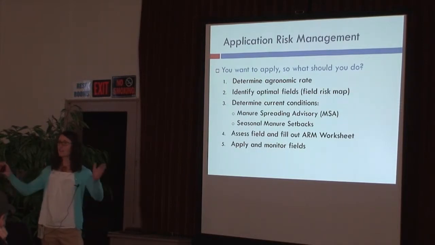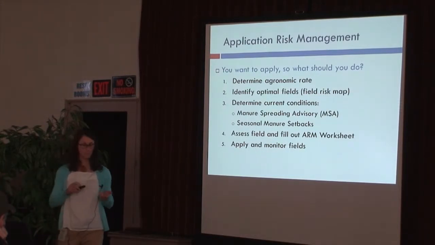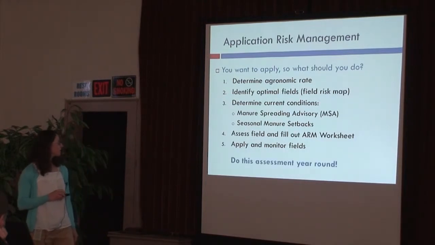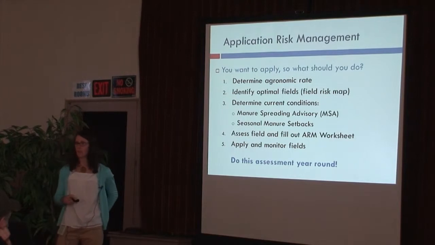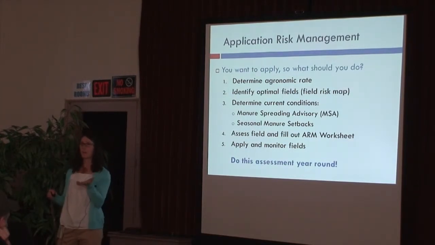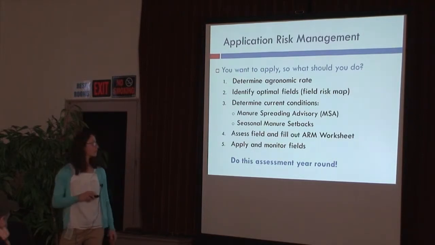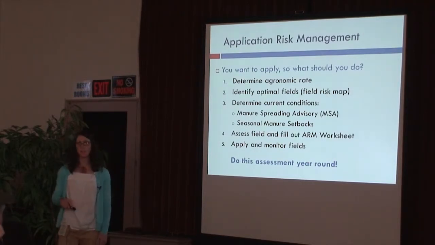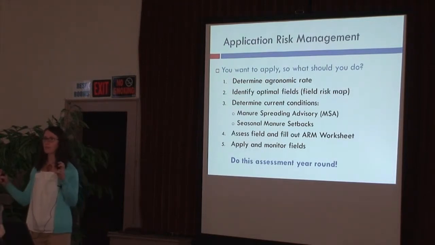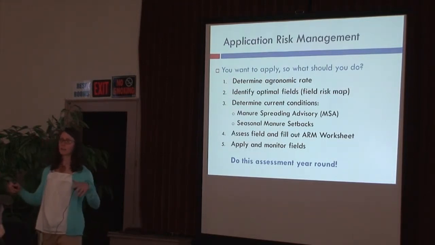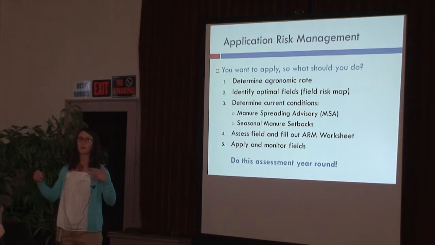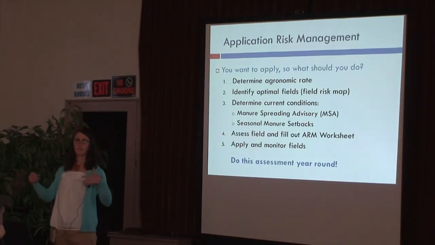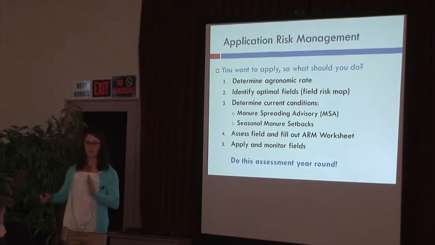So we now kind of have this flux, and I'll show you a little bit more on that. And then of course we've got an ARM worksheet. This is the heart of what we're doing. This is that field by field individual assessment to know, can I get out there today or not? And of course applying and monitoring your fields when all this is done. And I'm going to talk mostly about doing this during high-risk times, January, February, especially that September, October, November, if that kind of happens.